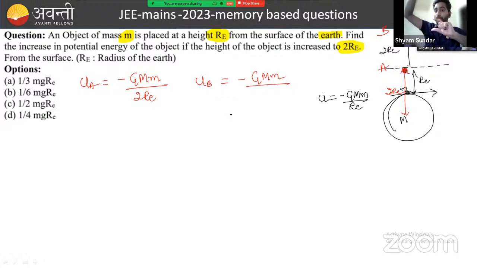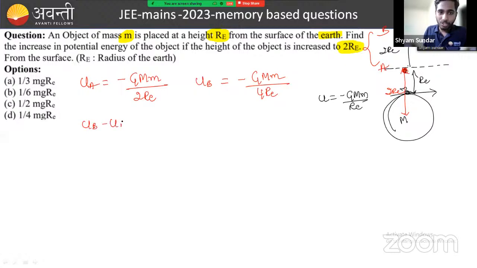Already I pushed this object to 2 times RE above the earth surface, right? Means totally it will be 4 times RE. Now I need to calculate the potential energy between these 2 points. Means I need to calculate final potential energy minus initial potential energy.